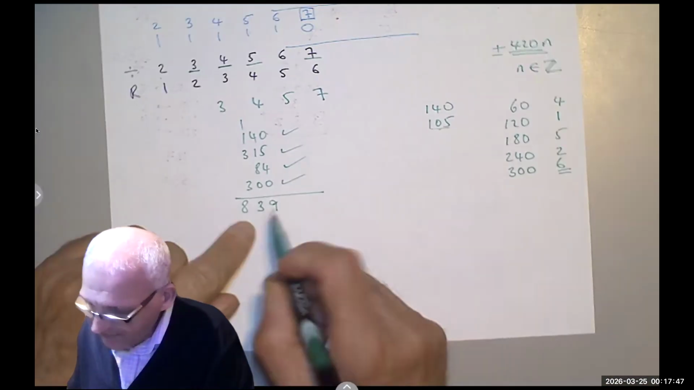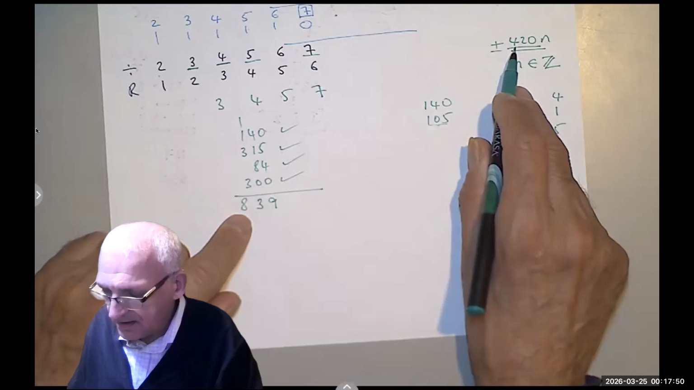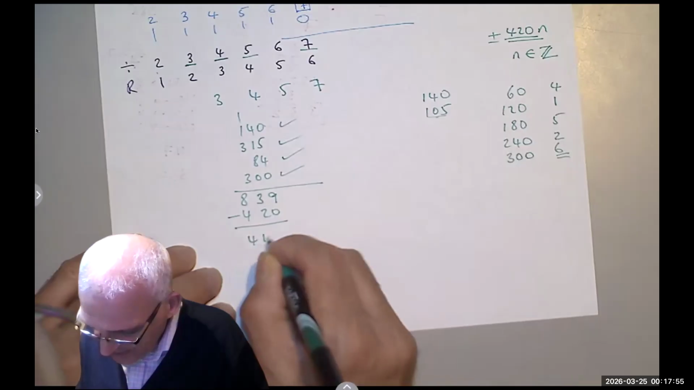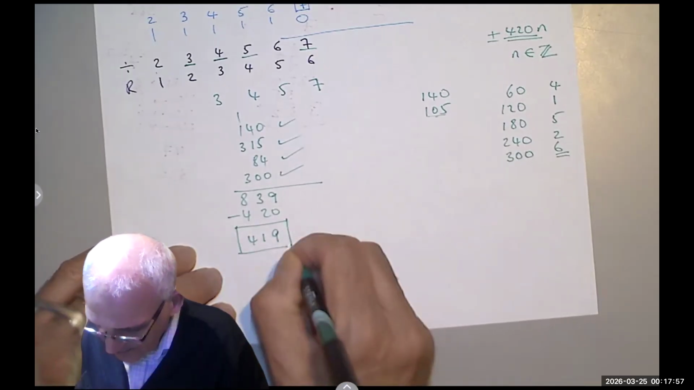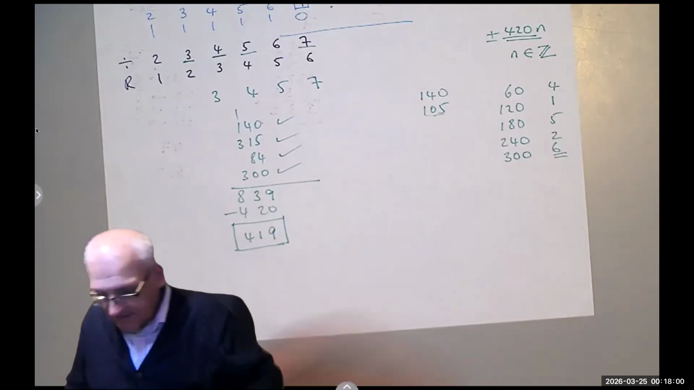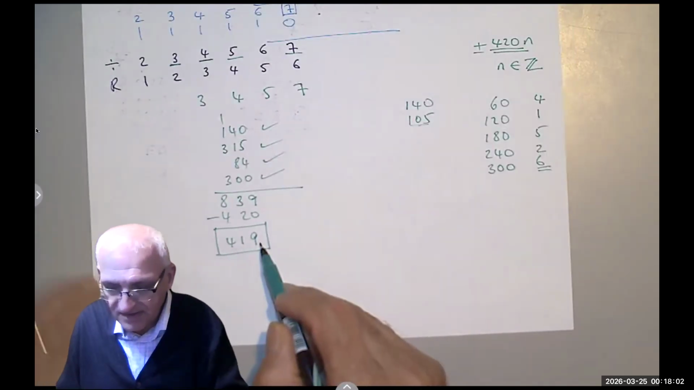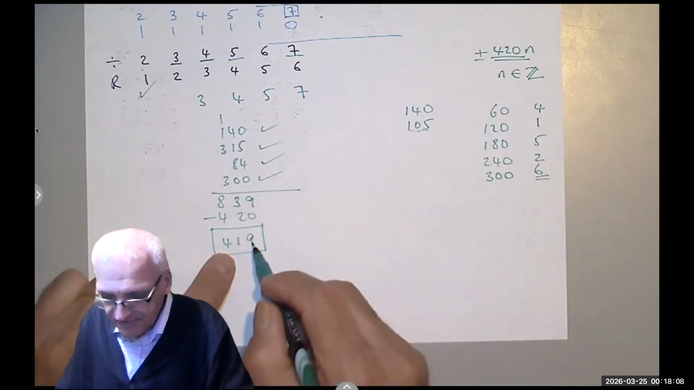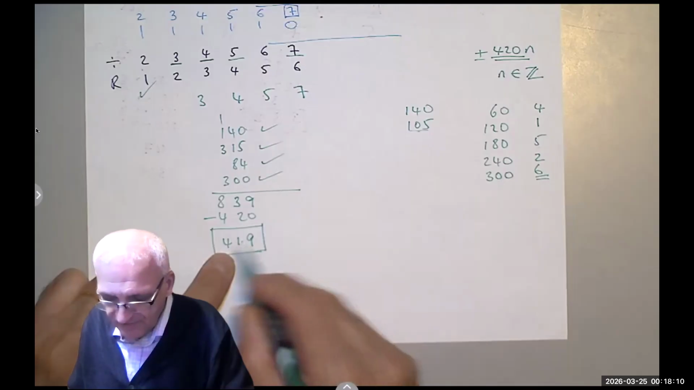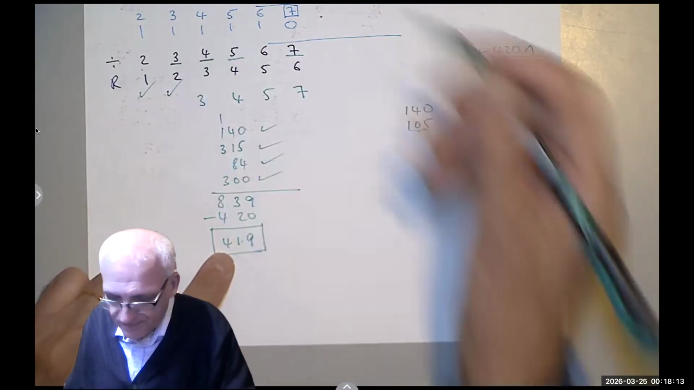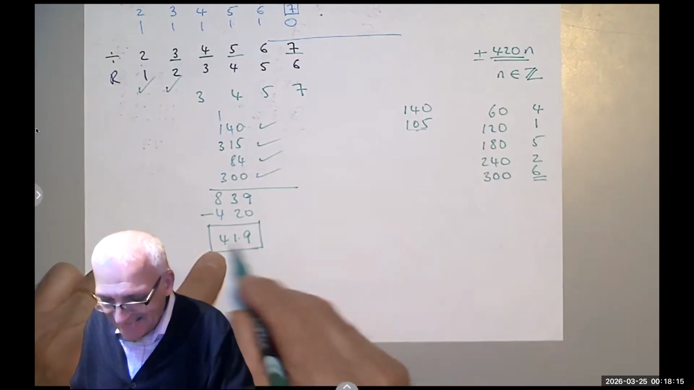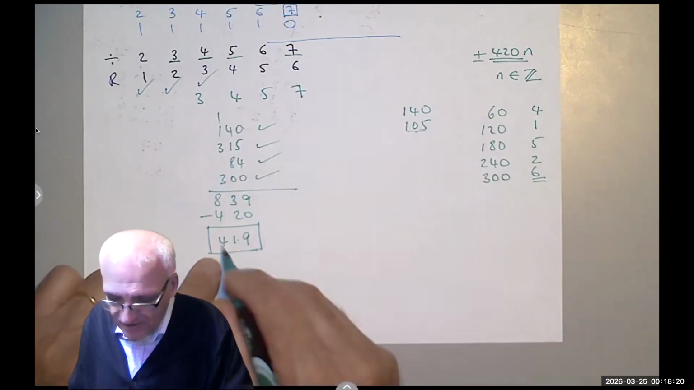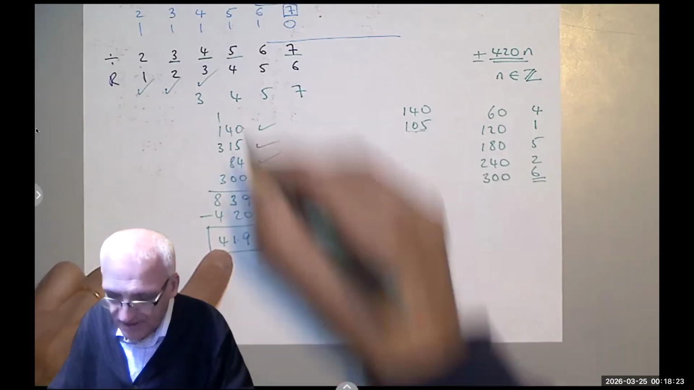Okay. So 839 is more than 420. So I'm going to subtract 420 and get 419. Let's see. 419 is odd, so when you divide by 2, you get a remainder of 1. The 9 is divisible by 3. 4 plus 1 is 5, so when you divide that by 3, you get a remainder of 2. 416 is divisible by 4. This is 3 more, so you get a remainder of 3. 415 is divisible by 5, so a remainder of 4.